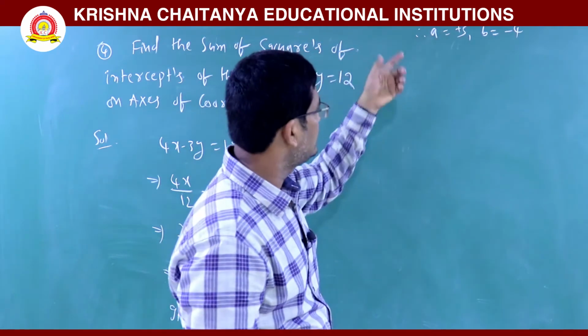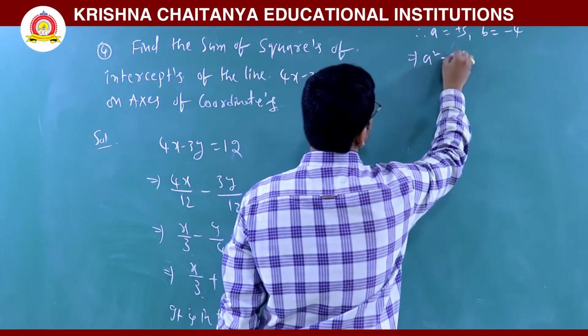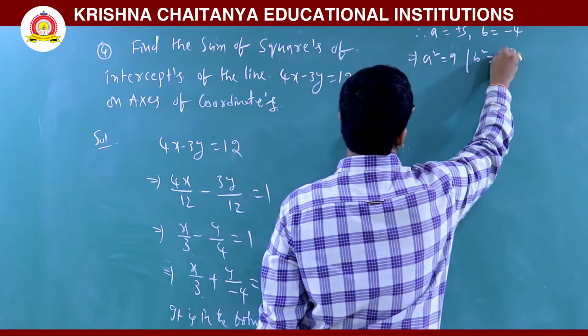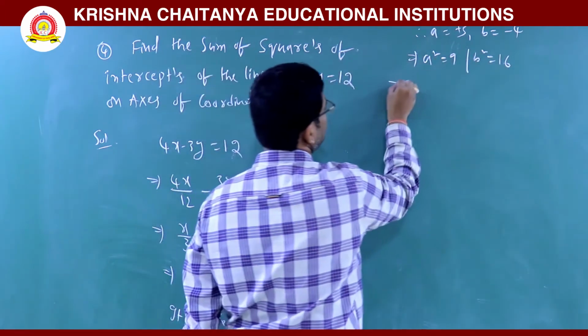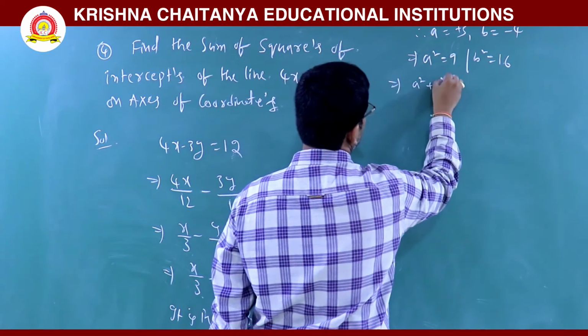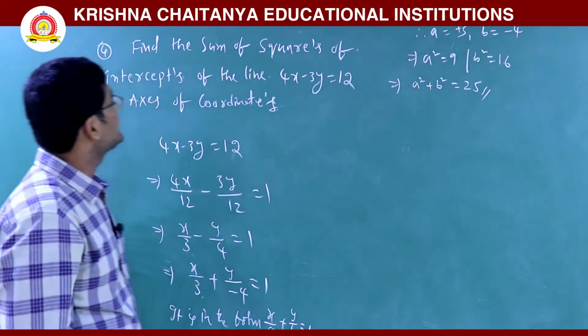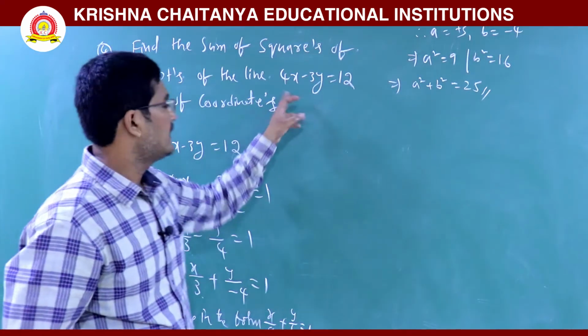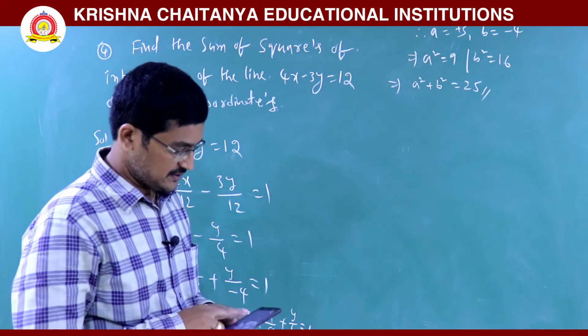Now first we have to square these values. a square is equal to 9, b square is equal to 16. Then we need the sum of the squares, so we just add those two. Then what is the answer? 25. That is the sum of the squares of the intercepts of this line on the axis of coordinates. Okay, we just have to remember that also.